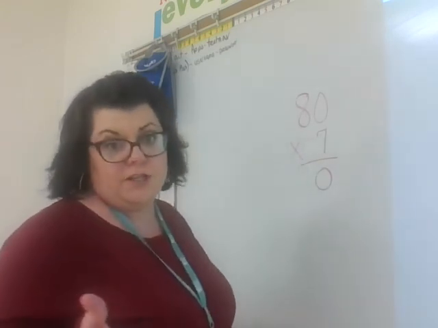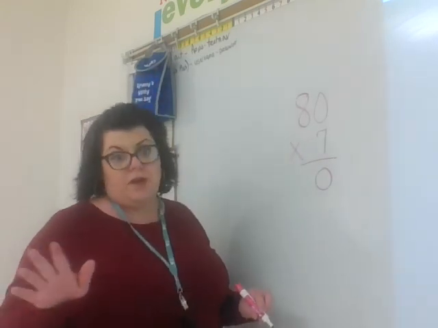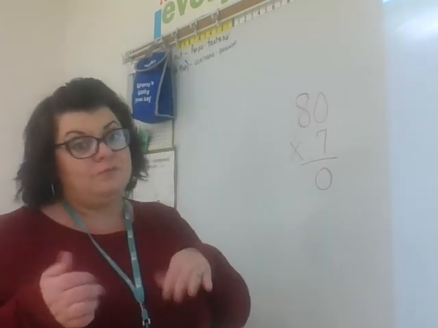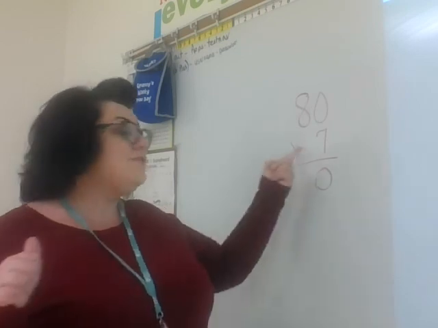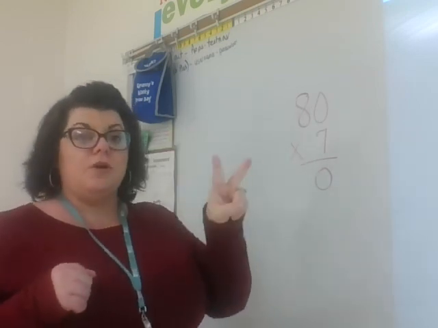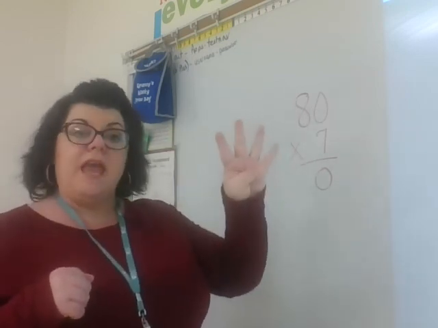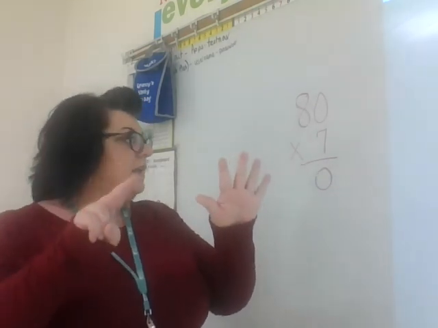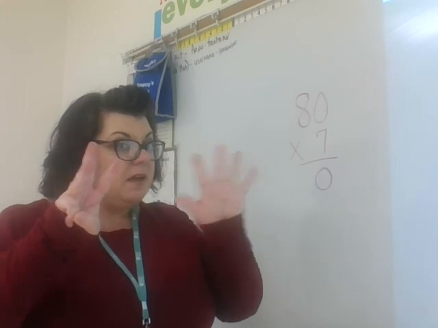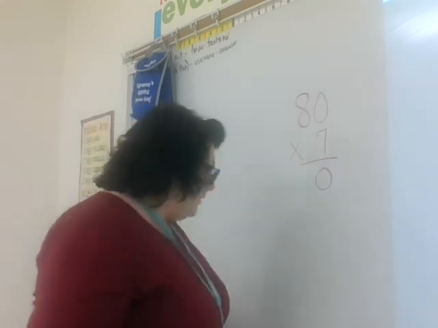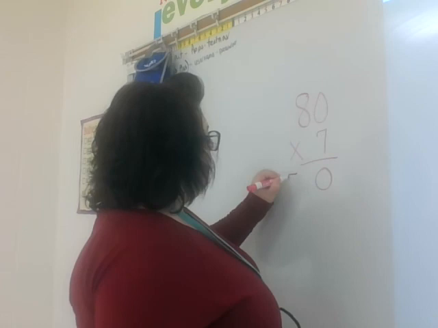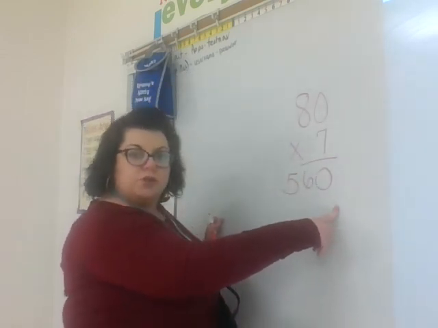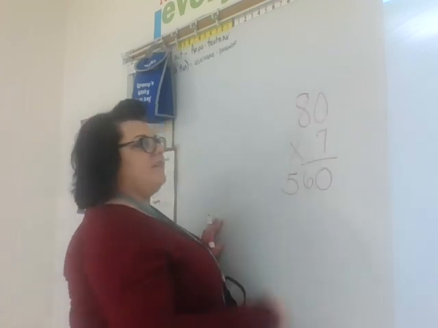But let's say we don't want to do that. Maybe we like our 7 song better, because let's just be honest, that goes really low, and I don't like that one so much. So let's do the 7 song. 7, 14, 21, 28, and 35, 42, and 49, 56. Oh, we're back to that number 56. That's a big number, right? 560. But you can do that. 80 times 7 is 560.